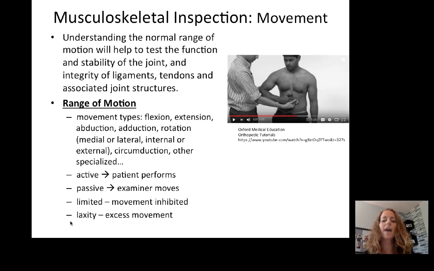And you're going to do both active, where the patient performs the motion, and passive, where the examiner performs the motion. You want to think about, when you're doing your range of motion tests, is it limited? Is the movement inhibited? Or is it lax? In some cases, you'll have excess movement.